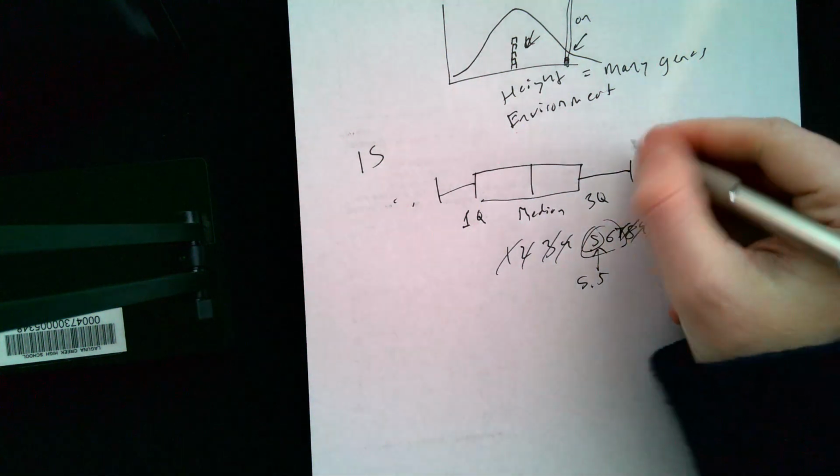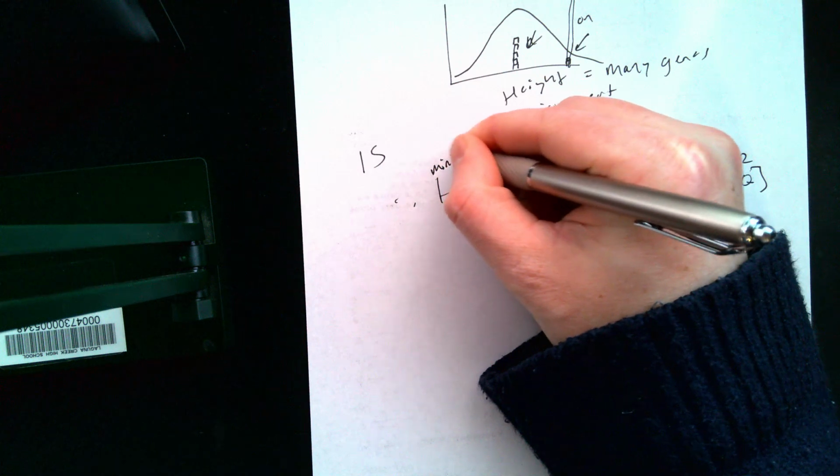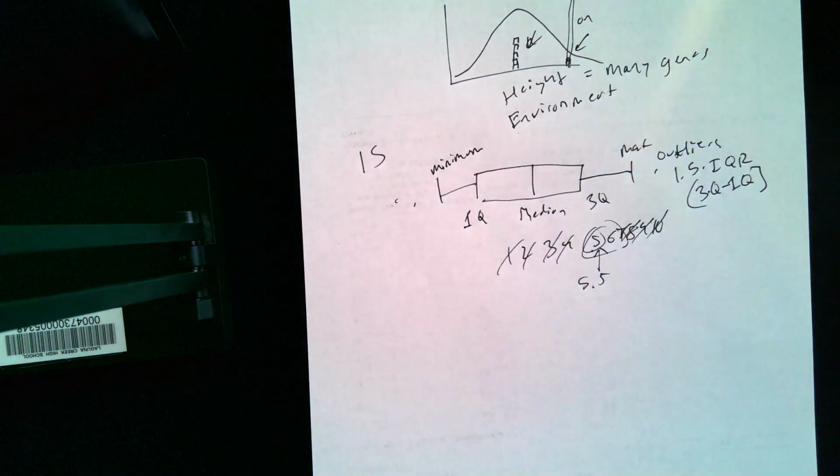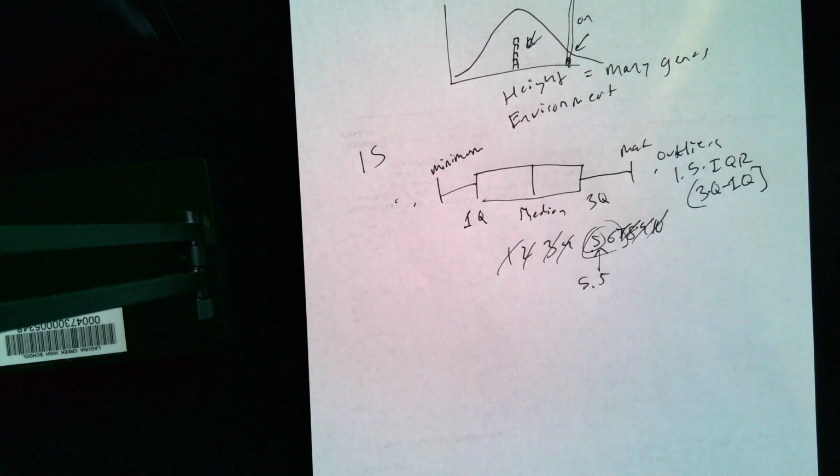Minimum, max, oh sorry, this is our max, and this is our minimum. I was like, I didn't label something. The whiskers need their labels. 1, 2, 3, 4, 5, 6. Great, that's the 6 things you need to know about box and whisker plots.